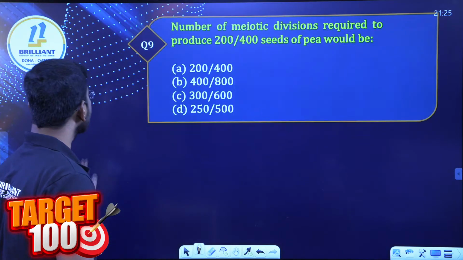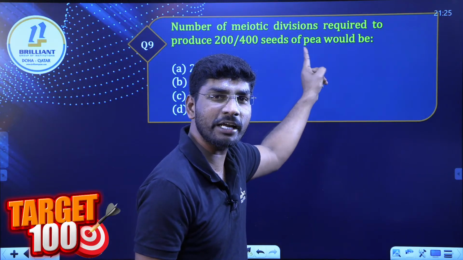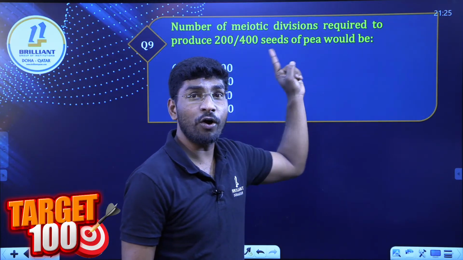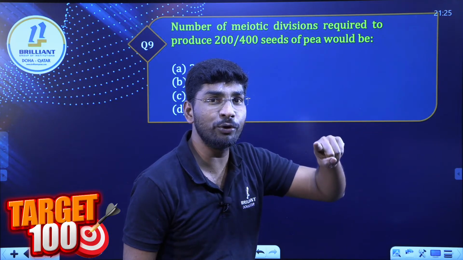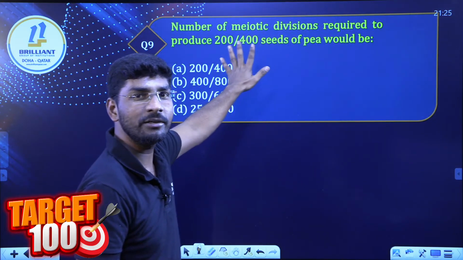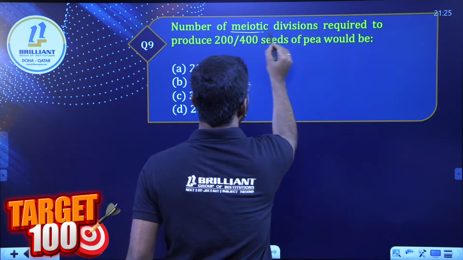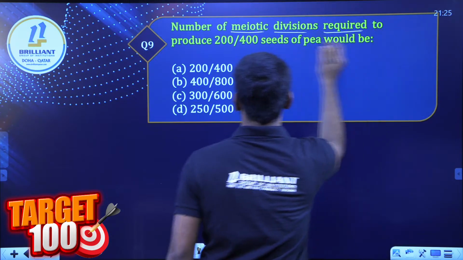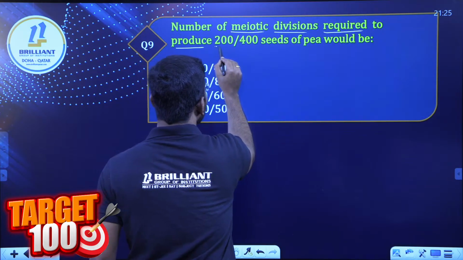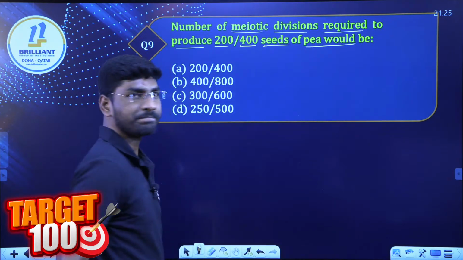Next question, question number 10. I am giving a chance to all of you. Can anybody do this? I already taught you, I already explained the number of gametes for 100 zygote formation. Can anybody solve this question? The number of meiotic divisions required to produce 200 and 400 seeds of a plant would be.